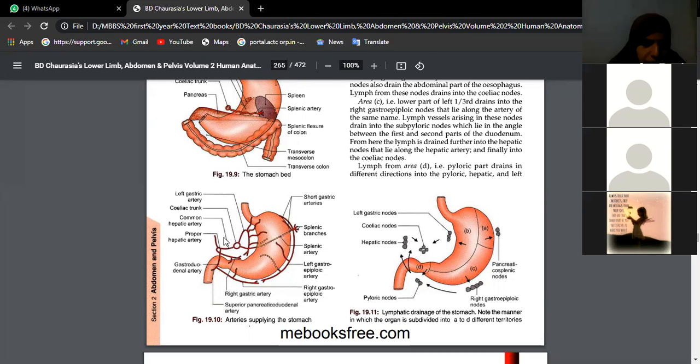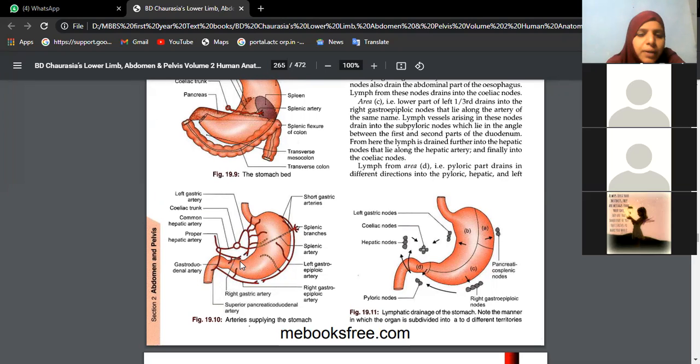So celiac trunk, if you observe, see here, it has 3 main branches. What are those? It has left gastric artery, splenic artery and common hepatic artery. Left gastric artery is going along the lesser curvature of the stomach. This common hepatic artery will give rise to the proper hepatic artery and also gastroduodenal artery. From the proper hepatic artery, one artery is moving towards the lesser curvature, which is the right gastric artery. So there is anastomosis of right gastric artery and left gastric artery.